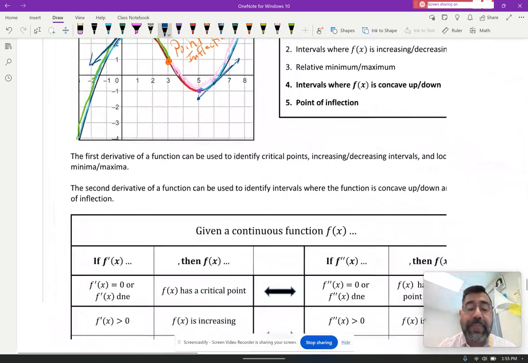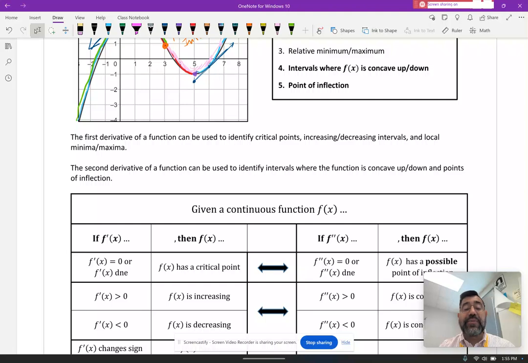So in the following video, we'll talk about how to approach this with the second derivative, and we'll look at an example on how to figure that out.